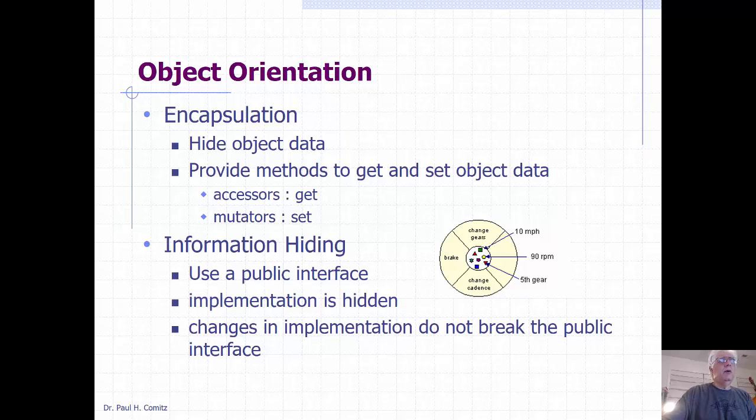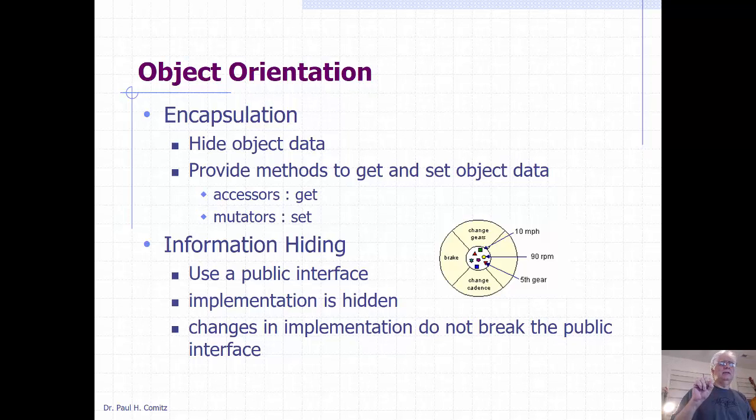So here we've got some attributes. The little green box is showing speed. Here, this could be the wheels are turning at 90 revolutions per minute. The little red triangle is showing that we're in 5th gear. This information is managed internally by the object. It's not publicly available. So it represents the state of the object.